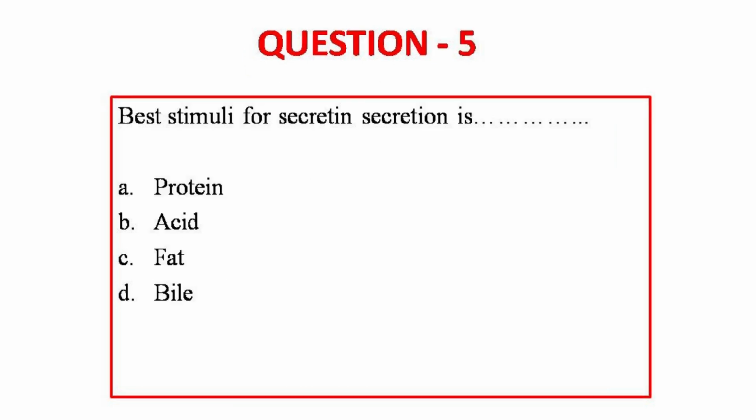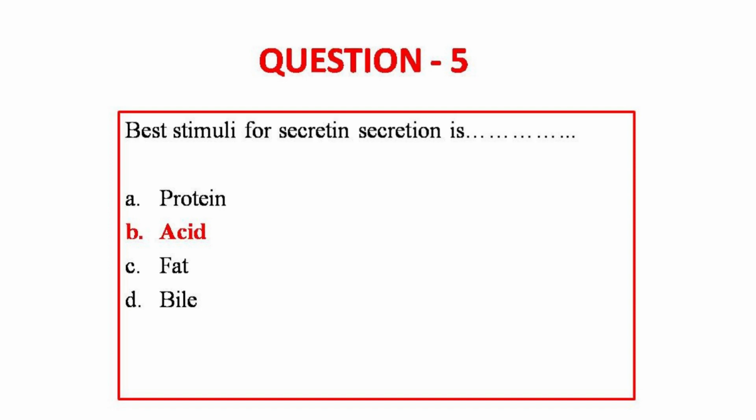Moving on to question number 5. Best stimuli for secretin secretion is, they've given 4 options: protein, acid, fat, bile. The answer to this question is option B, acid. So secretin is released when acid chyme comes in contact with the duodenal mucosa. So that is how the secretin is released.